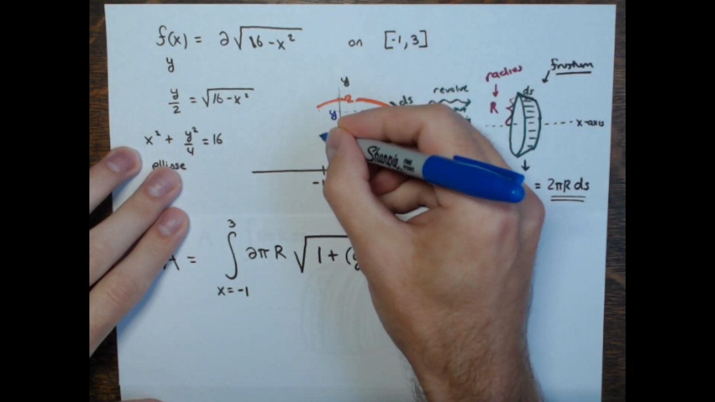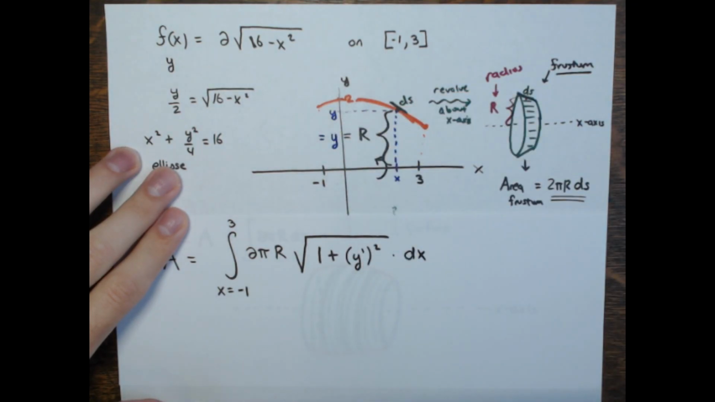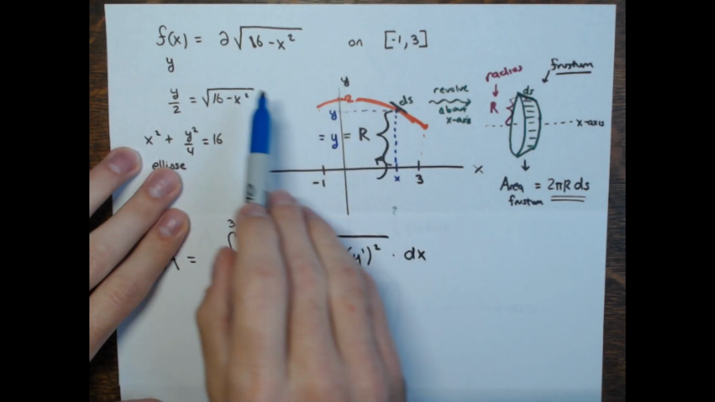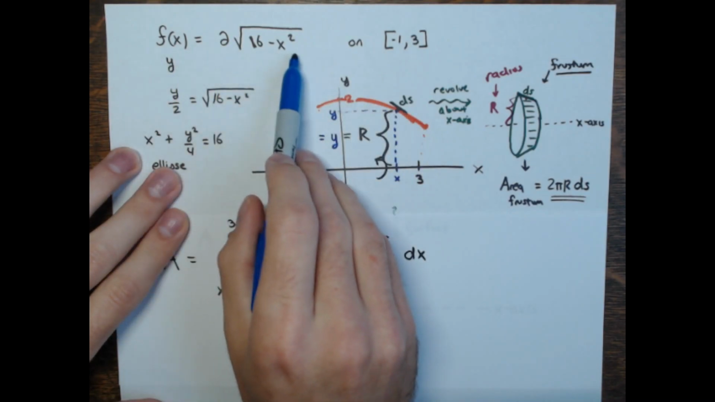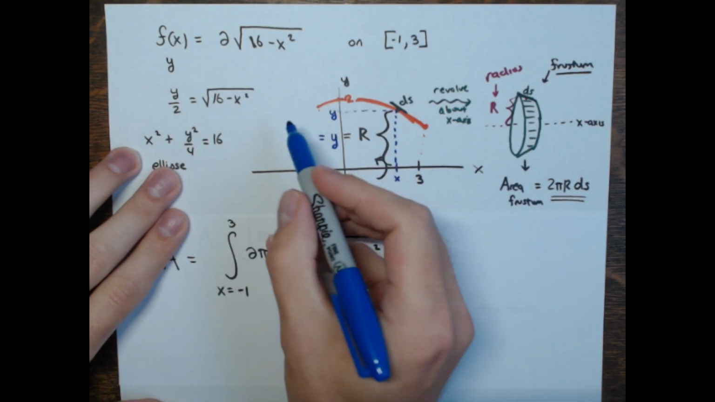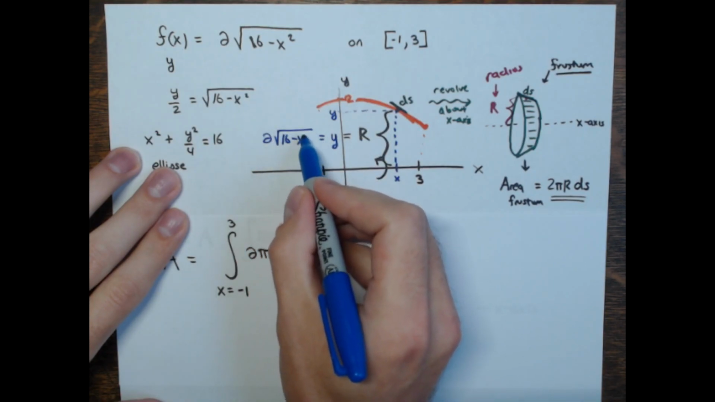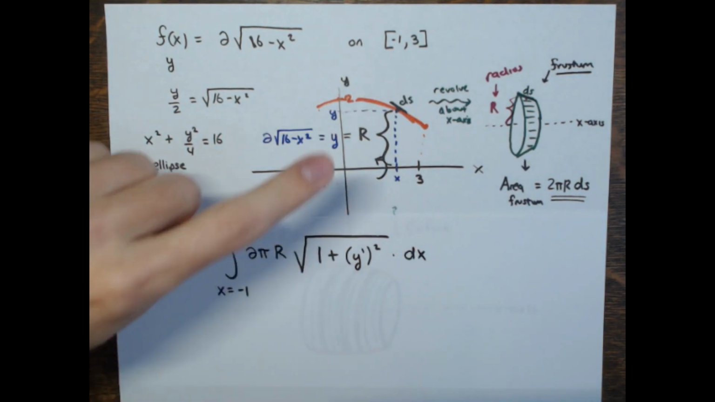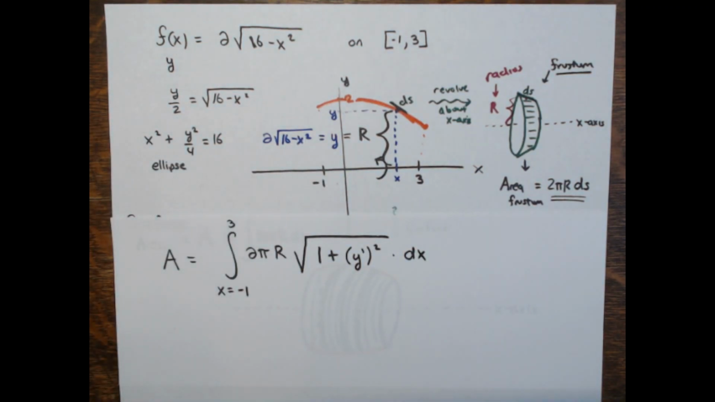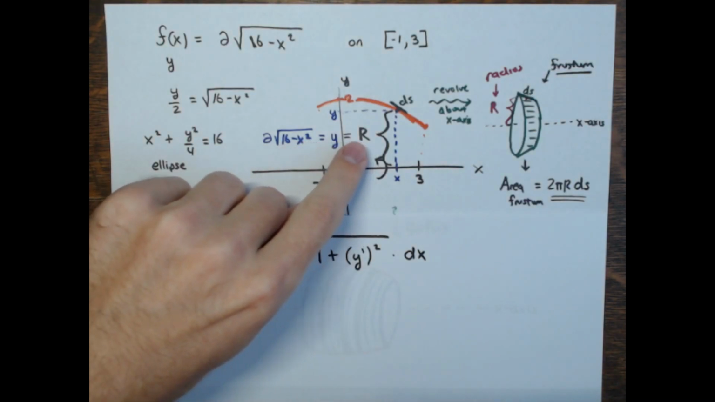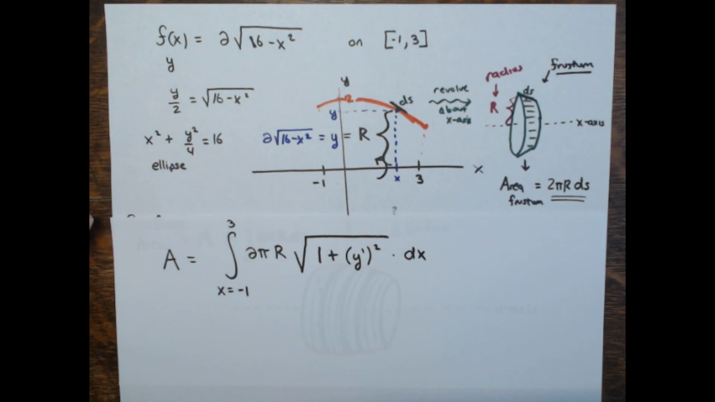So the radius is y, but I don't want the radius in terms of y. I want it in terms of x. Well, on this curve, y coordinates are this when it comes to x, right? So 2 times the square root of 16 minus x squared. That's the radius of the rotation, the radius of the circle produced by the rotation. So that's going to go in for r, right? This 2 times the square root of 16 minus x squared.